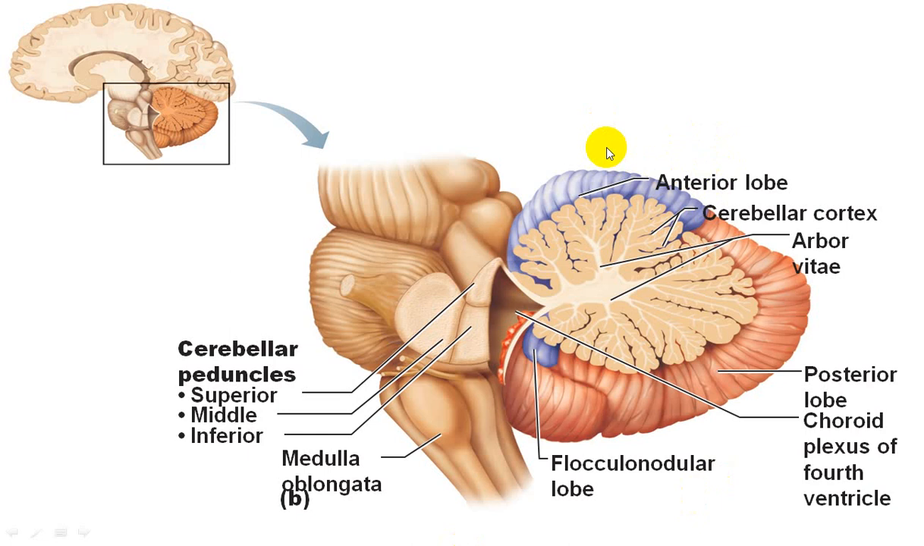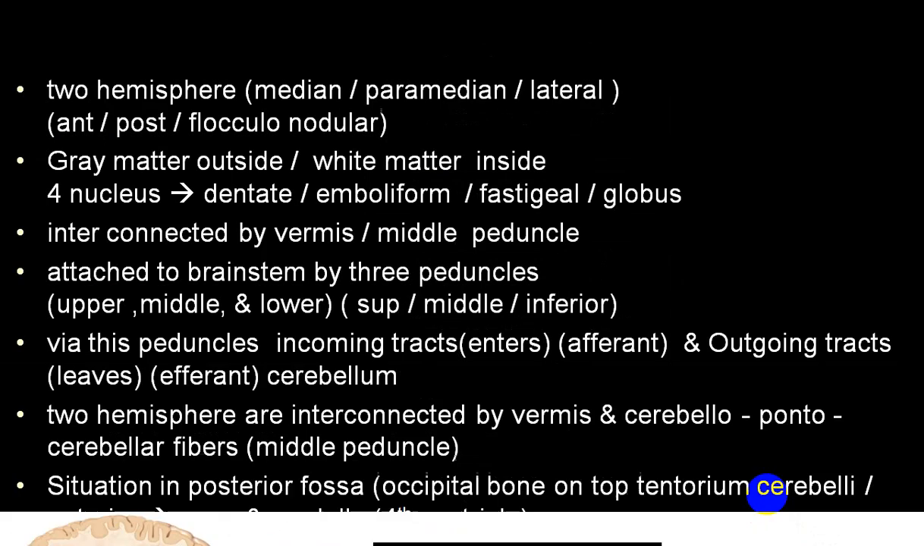As far as the different lobes are concerned, we have an anterior lobe, a posterior lobe, and a flocculonodular lobe. It is situated posterior to the brainstem, in the posterior fossa below the occipital lobe. Between the occipital lobe and cerebellum there is the tentorium cerebelli. Posteriorly and inferiorly you have the occipital bone, anteriorly you have the midbrain, pons and medulla. The major part is behind the pons. Between the brainstem and cerebellum there is the fourth ventricle. This is roughly the anatomy part of it.